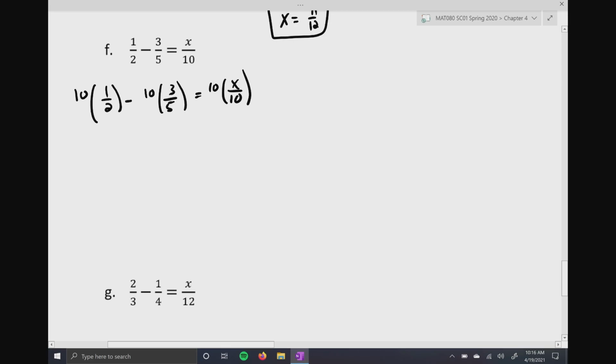Now, we're going to simplify each denominator. And here is the easiest way to do this. Before, I was showing you how to break everything down.